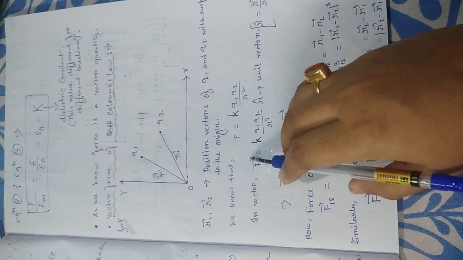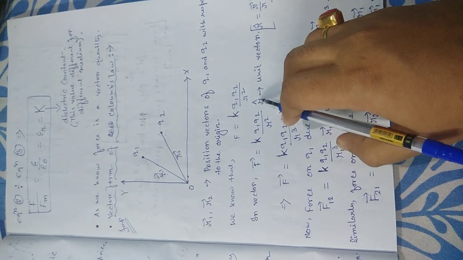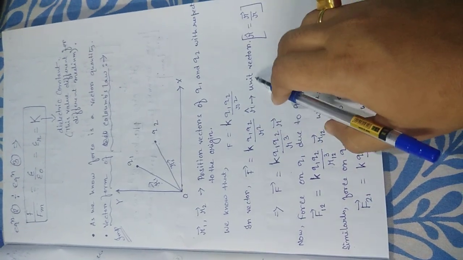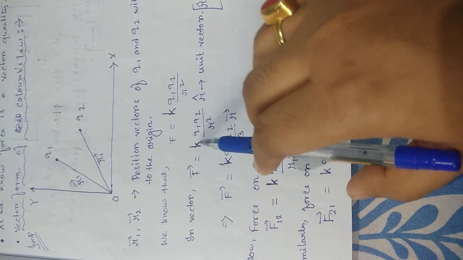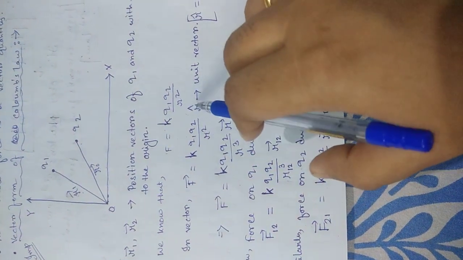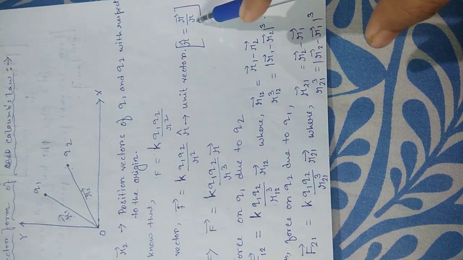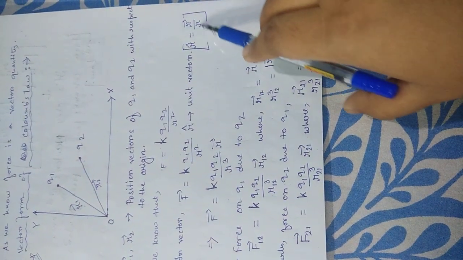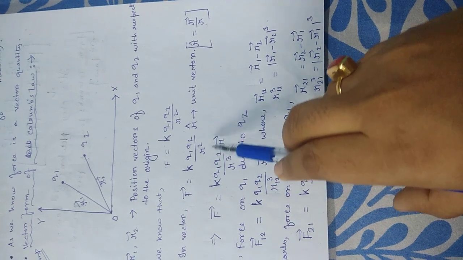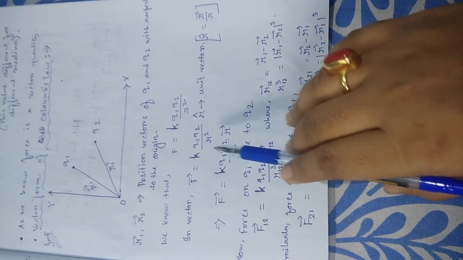So the F vector equals k q1 q2 by r square times r cap. This r cap means unit vector. We studied the unit vector; a unit vector gives us a direction. So F vector equals k q1 q2 by r square r hat, or r cap. This is a unit vector, and we know that r cap equals r vector by r. So in place of r cap, we can write k q1 q2 r vector by r cube. Okay, now this is the general equation.